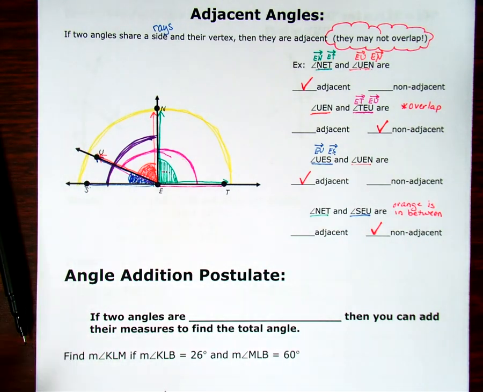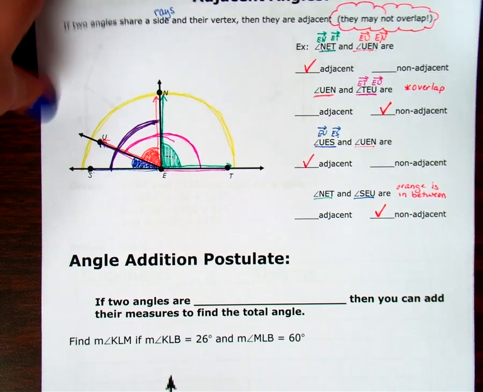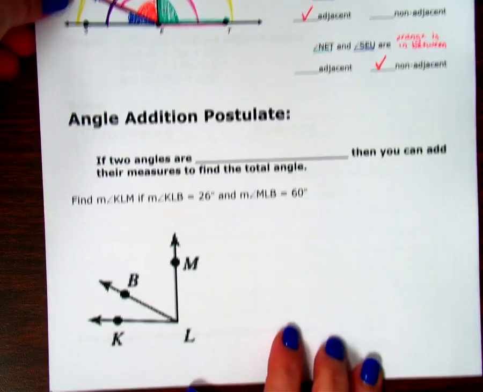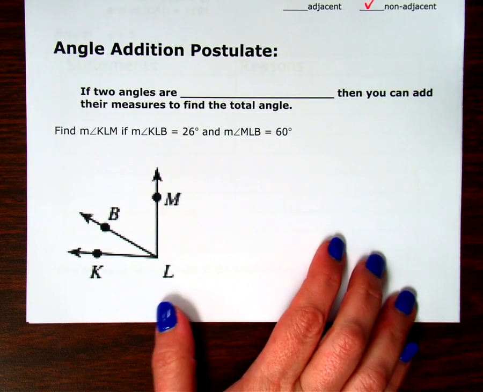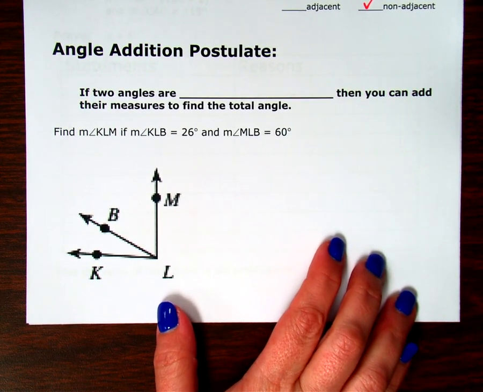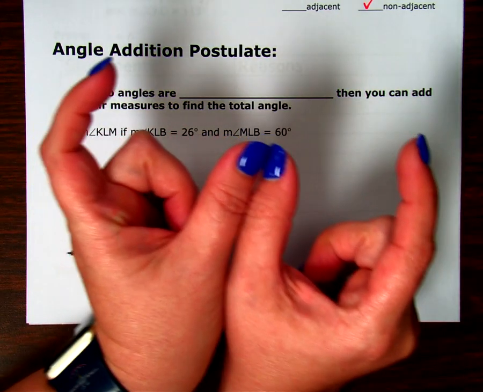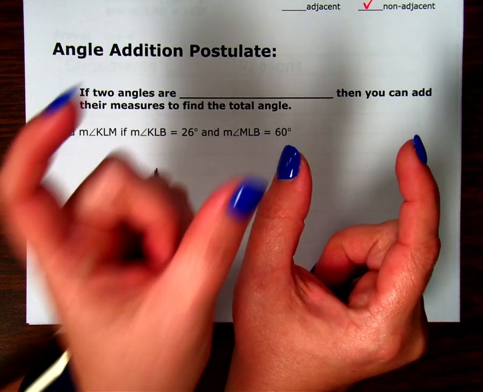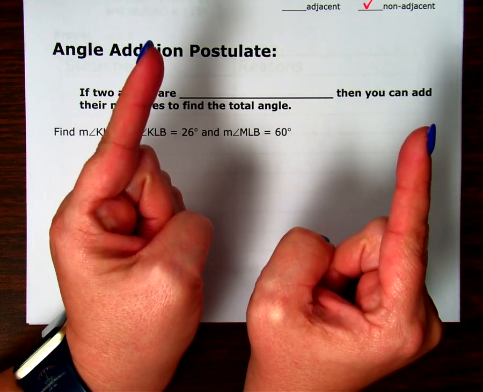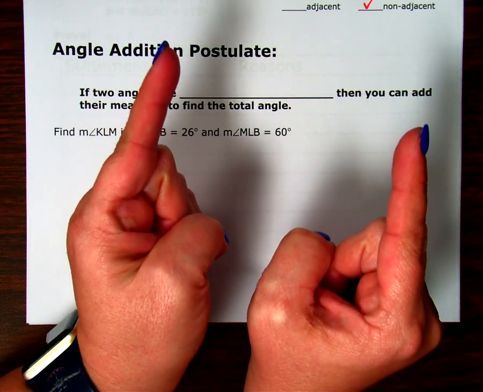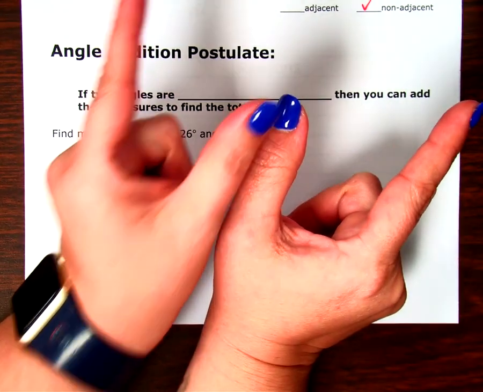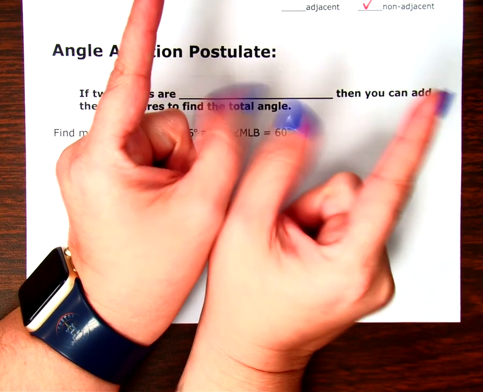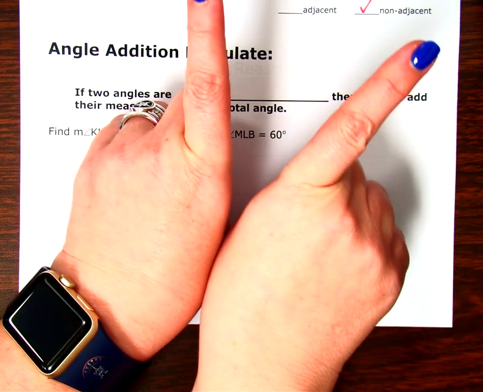All right, so now that we know what an adjacent angle is, two angles that are right next to each other, they share a side, they don't overlap, we're going to learn the angle addition postulate. And it's very much like the segment addition postulate that said if I have two segments sitting next to each other, I can add one to the other, and that'll tell me how long the whole thing is. The angle addition postulate is essentially the same thing. If I have two angles sitting next to each other, and I add them together, then together it'll give me the whole angle.